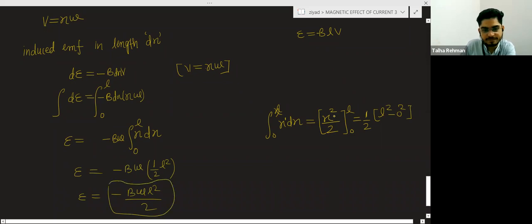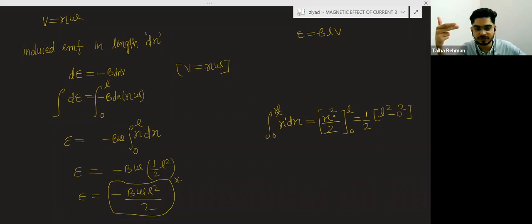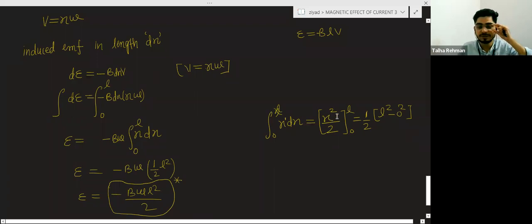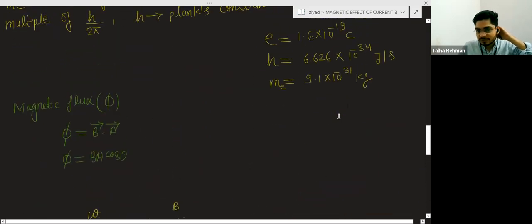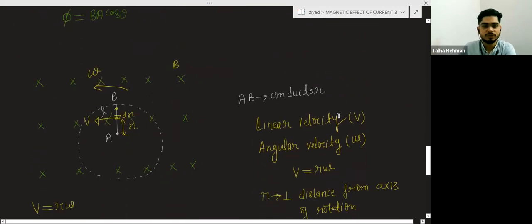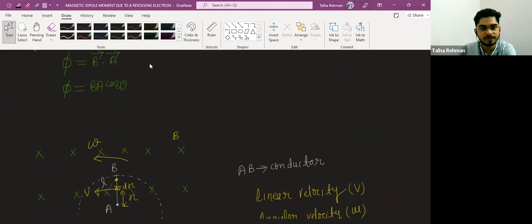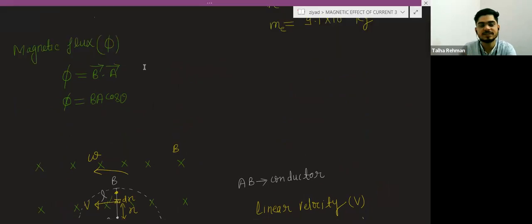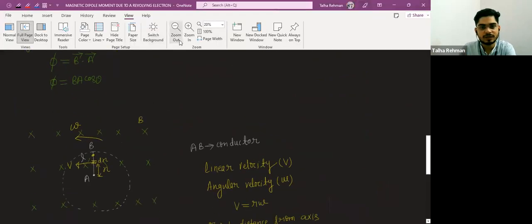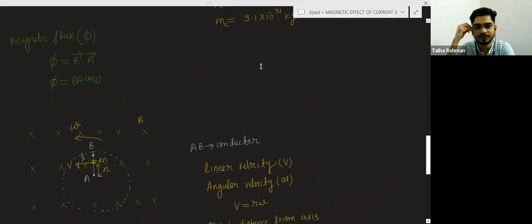So there are n number of things in this derivation. You should know the integration. You should know what is motional EMF. You should know what is magnetic flux. You should know the concept of the angular velocity and the linear velocity. So there are certain number of things. No problem, just take the screenshot and revise it properly. And I will again discuss this derivation in the next chapter.